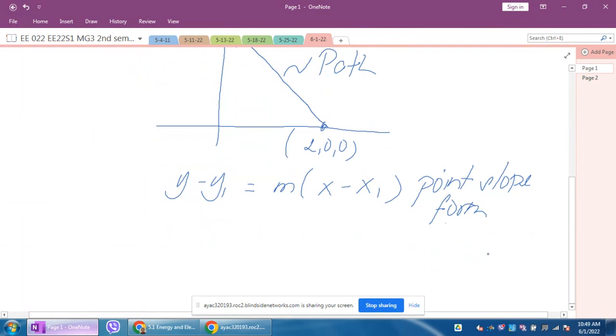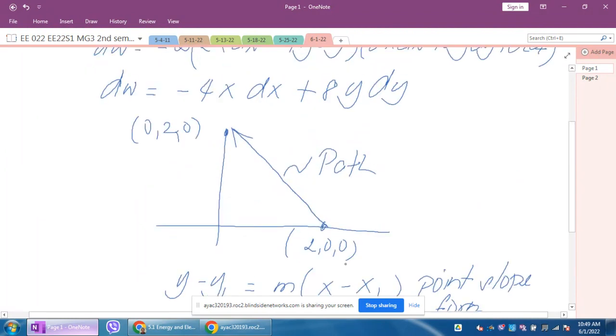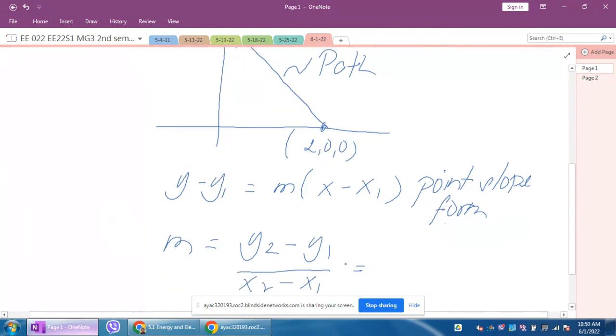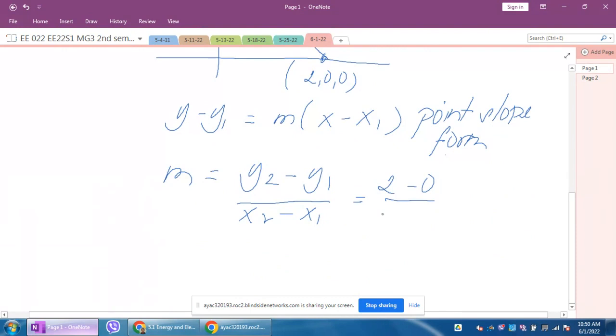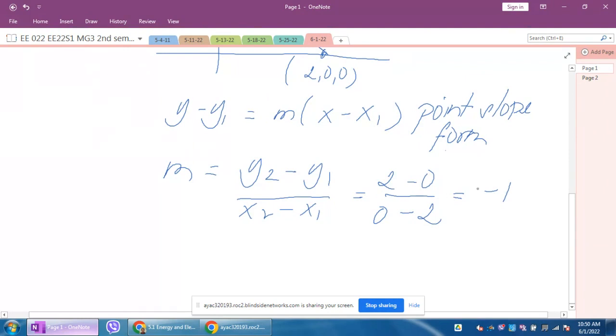So from here, kailangan ko po yung slope, no? Slope. So slope m is equal to y2 minus y1 over x2 minus x1. So look at the figure. Ano bang value ng y2? y2 is 2, y1 is 0, so I have 2 minus 0 over x2 is 0 minus x1 is 2. So you will have negative 1. This is your slope. So using the value of negative 1, dun sa point slope form, I have y minus y1 equal to negative 1 times x minus x1.